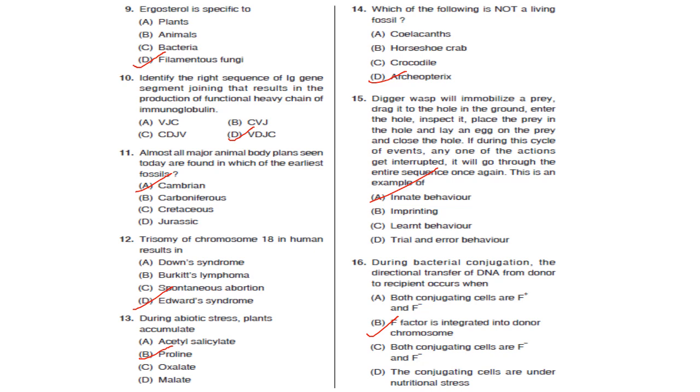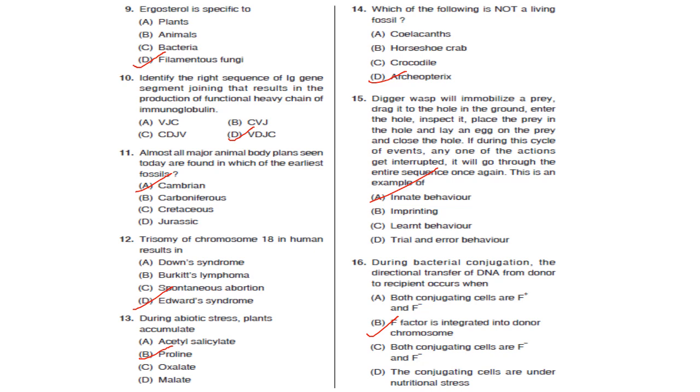Then next one. Digger wasp will immobilize a prey, drag it to the hole in the ground, enter the hole, inspect it, place the prey in the hole and lay an egg on the prey and close the hole. If during this cycle of events any one of the actions gets interrupted, it will go through the entire sequence once again. This is an example of. So first option they have given as innate behavior. Now what is innate behavior?